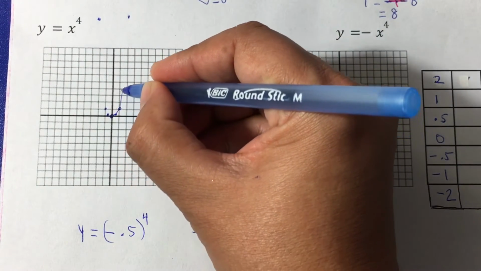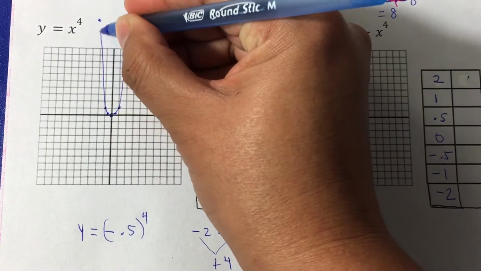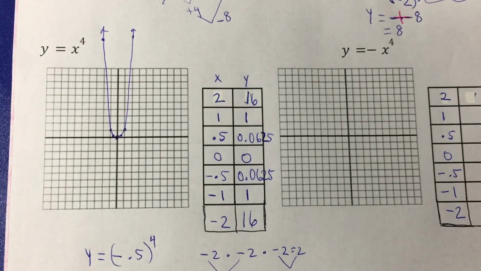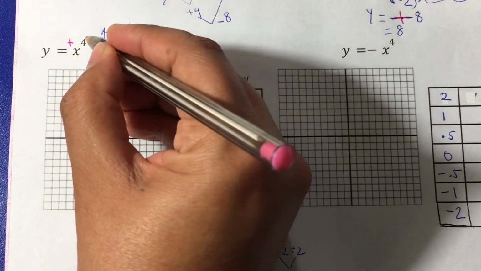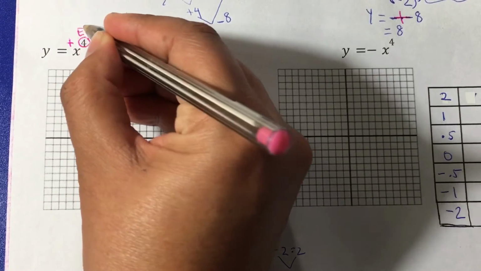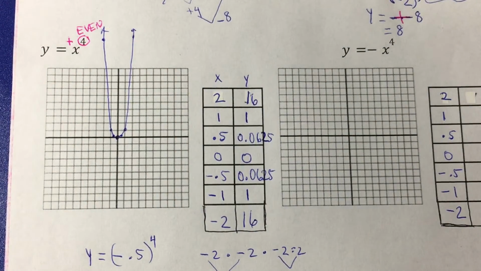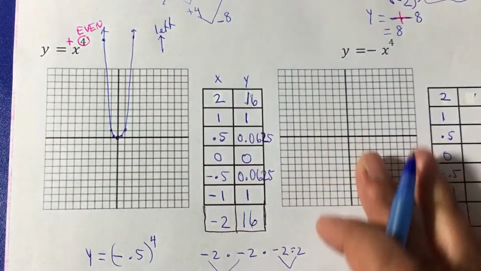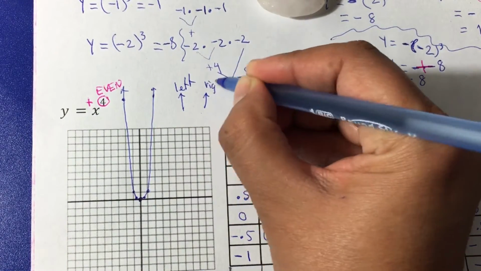So that will be my graph, my sketch. And let's analyze it. This is a positive leading coefficient. This is even. And both of them are going up. So up on the left and up on the right.